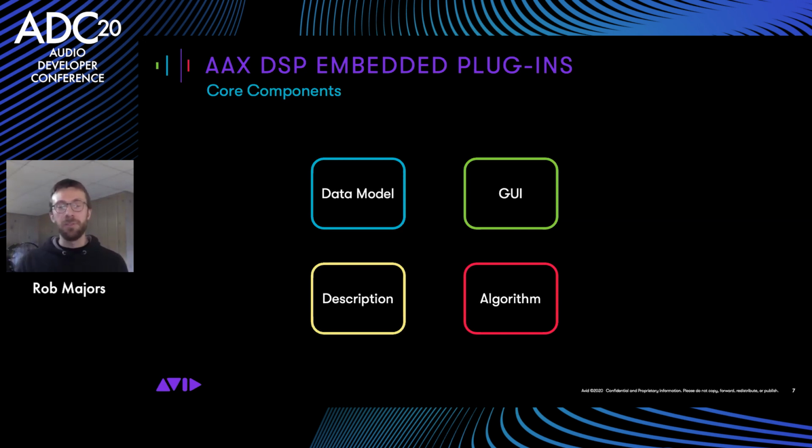Down on the bottom, we have two components which are more specific to AAX. There's a description, which is a single callback that gets called. It's kind of part of the binary interface. It's really the initial binary interface of the plugin. It's the first thing that the host will call, and it tells the host about object factories and how to build the object graph of the rest of the plugin, and also where to locate the algorithm component.